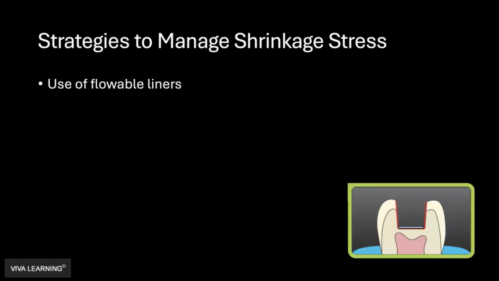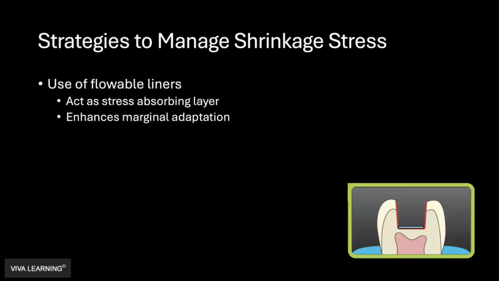So what are some of the strategies we use to minimize the shrinkage stress, to put that C factor below 1? Basically, the use of flowable liners. I always use a flowable composite liner in all my preparations for composite. The flowable liner will be about 1 millimeter on the floor of the preparation, basically just barely the floor of the preparation. The goal of this is to act as a stress absorbing layer and to improve the adaptation to the margin.